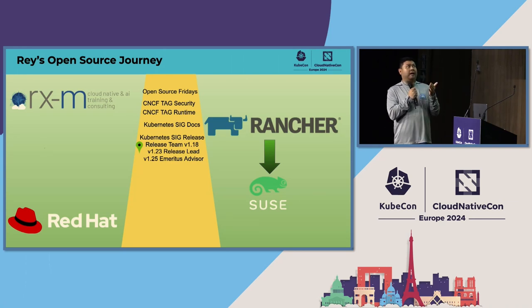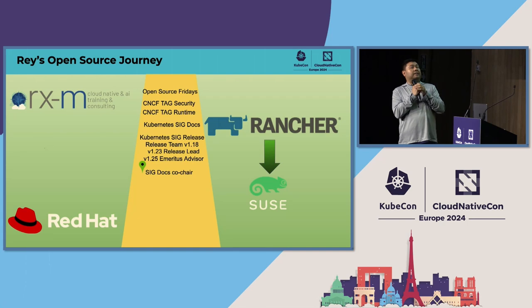And Rancher Labs was acquired by SUSE, so I moved over to SUSE. During my time at Rancher Labs, I became the release lead for 1.23. Then I was the emeritus advisor for 1.25. So I was a member of a total of about seven release teams.